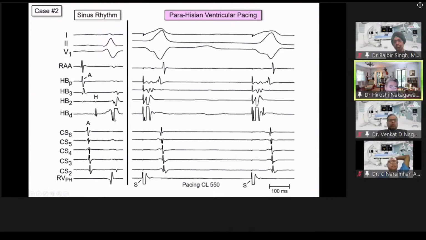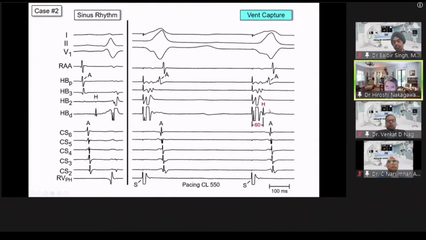This is another case. During sinus rhythm, there is no pre-excitation. These are the His recording, right appendage, His recording, and CS. Parahisian pacing cycle length is 550. So A is here, and then stimulus H, nicely showing retrograde His activation after the V. So then you capture the His as well. Now the His comes within the pacing artifact.